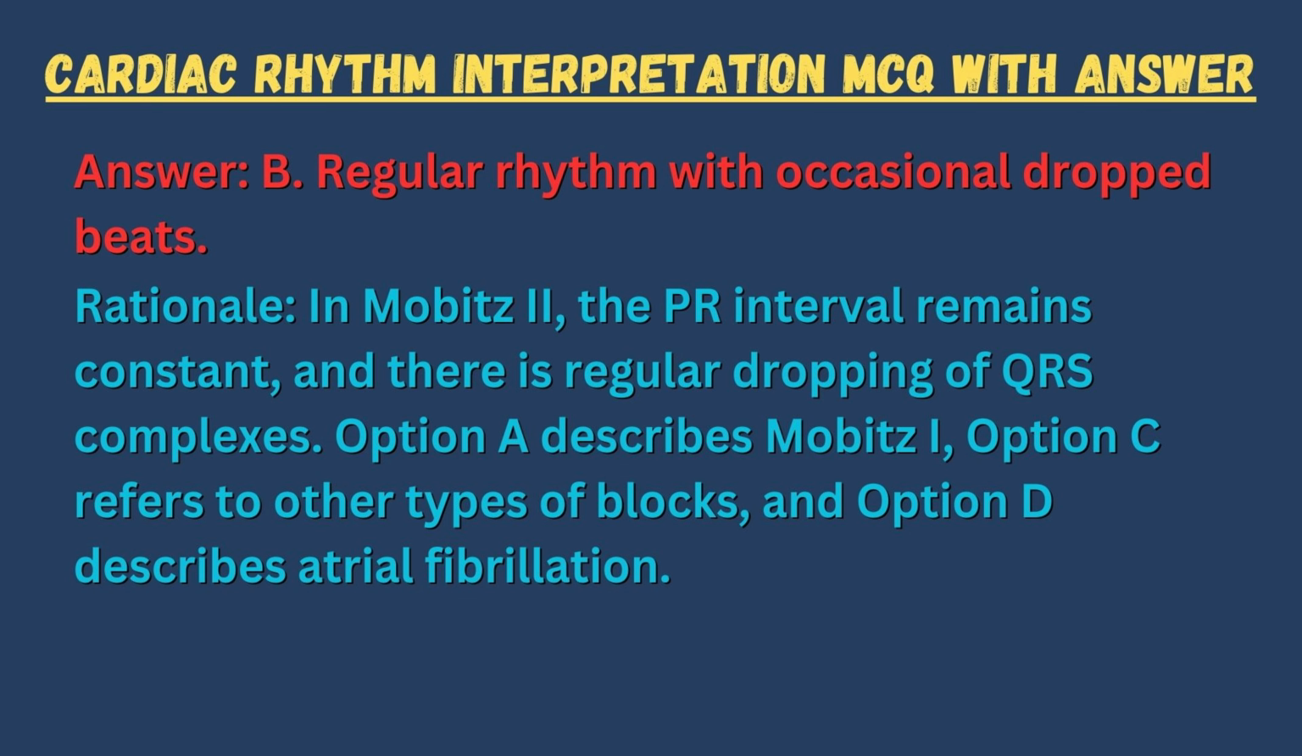Answer: B. Regular rhythm with occasional dropped beats. Rationale: in Mobitz 2, the PR interval remains constant, and there is regular dropping of QRS complexes. Option A describes Mobitz 1. Option C refers to other types of blocks, and Option D describes atrial fibrillation.